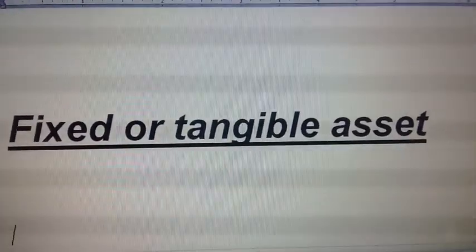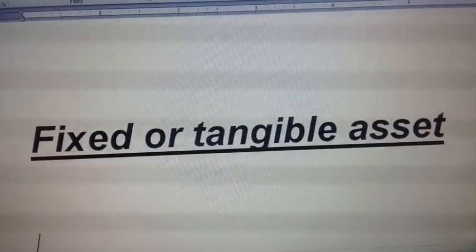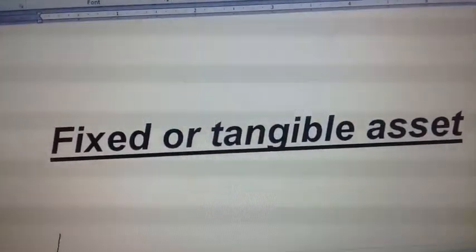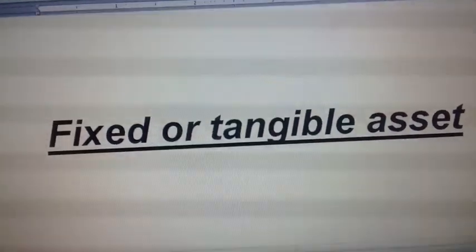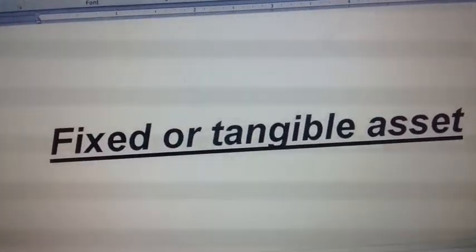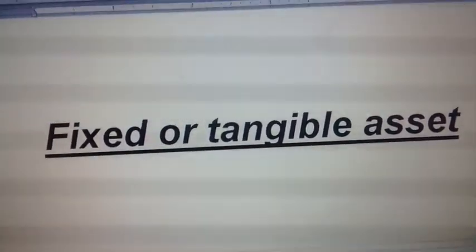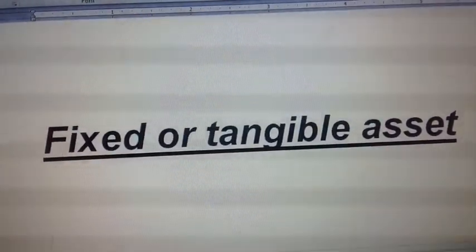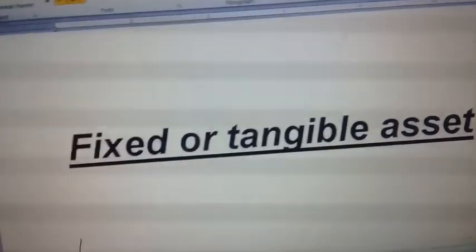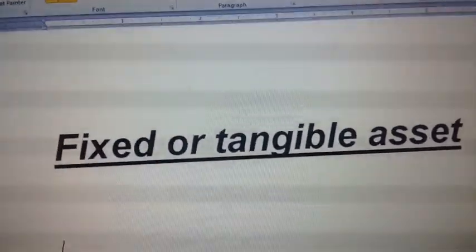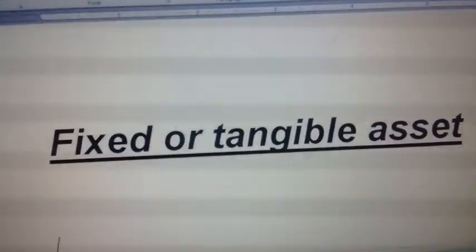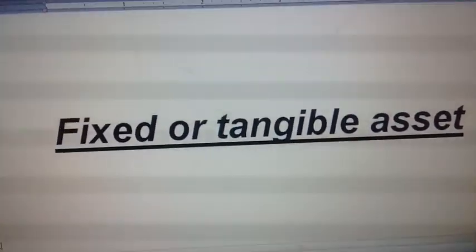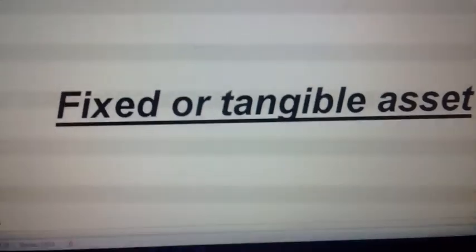Hello guys, today we're going to cover the topic of fixed and/or tangible assets. The principle we are covering today is how to calculate depreciation from the date of purchase to the date of sale, because when you purchase an asset, it depreciates from the day you purchased it until it is sold. So, depreciation from the date of purchase until the date of sale.